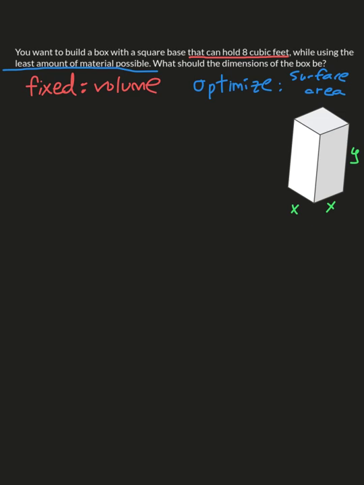Now we need to create some equations. So first the volume. Volume is length times width times height, which in this context is x squared y. And we know that that's fixed, so we know that it's going to be 8 cubic feet, so I can write it as 8 is equal to x squared y. Surface area is going to be the sum of all of the different areas of this shape. So we have 2 x squareds on the top and the bottom, so 2x squared, plus 4 different longer sides, which we'll call x by y. So now I have my 2 equations.